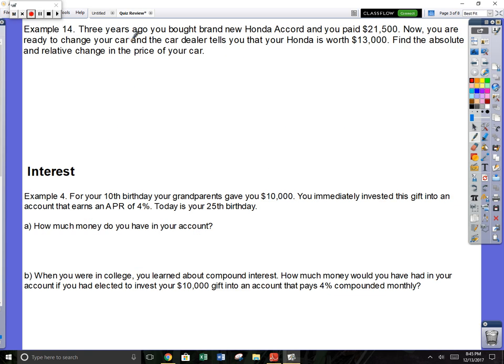Okay, example 14. 3 years ago, you bought a brand new Honda Accord and you paid 21 grand 500. Now you're ready to change your car. The car dealer tells you that it's worth 13 grand. Find the absolute and the relative change.